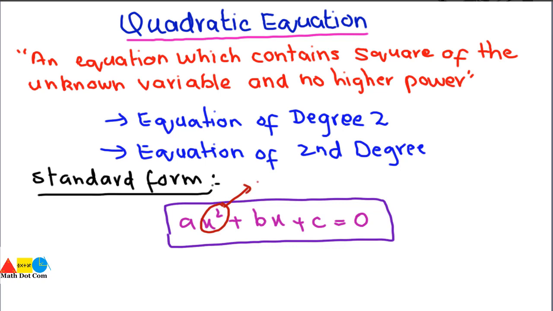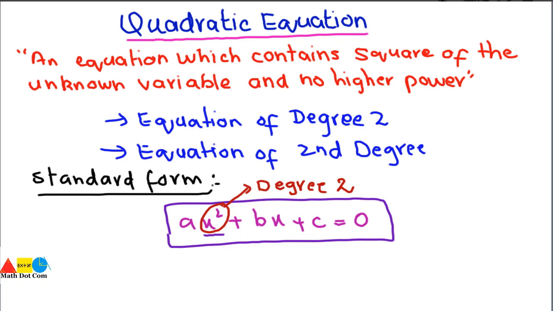So that's why we call it an equation of degree 2, or a second degree equation, as its definition is also saying that the equation which contains square of the unknown variable. So in this case, the unknown variable here is x. So we have got the variable with the square. So its standard form has clearly explained its concept.